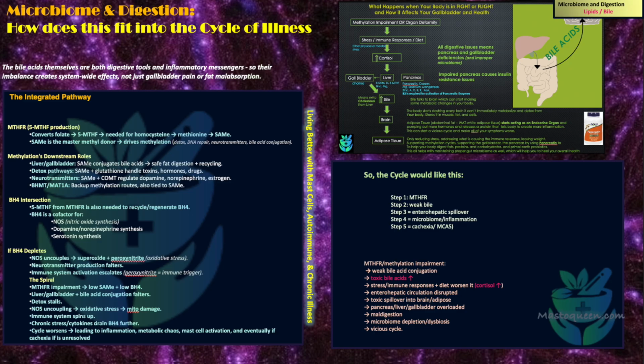Now, the MTHFR methylation impairment, weak bile acid conjugation. Toxic bile builds up. Stress and immune responses and diet worsen it, driving your cortisol up. The enterohepatic circulation winds up getting disrupted, so then you have to take digestive aids. There's going to be a toxic spillover into your brain, and it's also going to create more belly fat to bind up all those toxins so that it doesn't hurt your body until given a time when it can actually deal with it to keep you out of crisis mode.